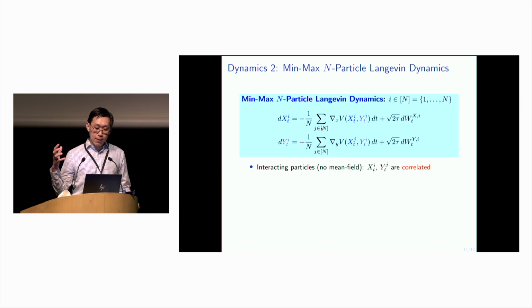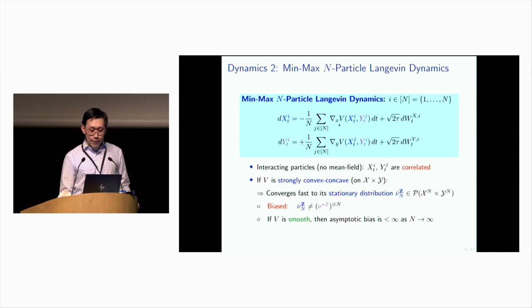So now this becomes a truly interacting particle system, no mean field interaction. So X and Y are correlated. As a result, even when V is strongly convex, strongly concave, this system will converge to its stationary distribution, which is not the independent product of the equilibrium distribution. So the system is biased, but we can control the bias. And that's our second main result.